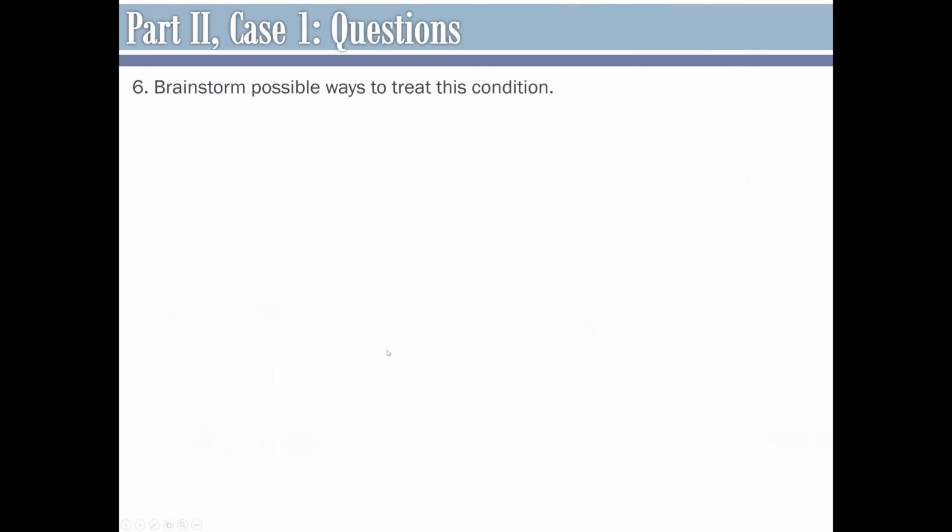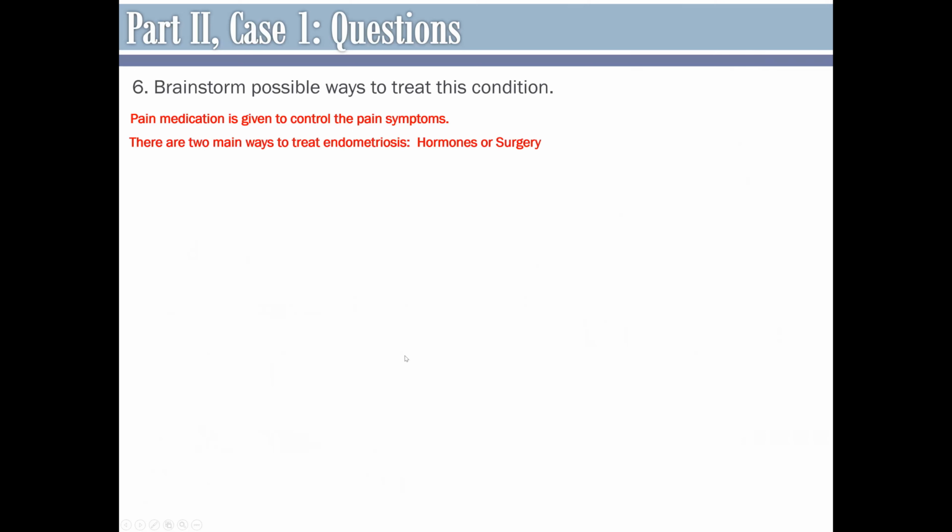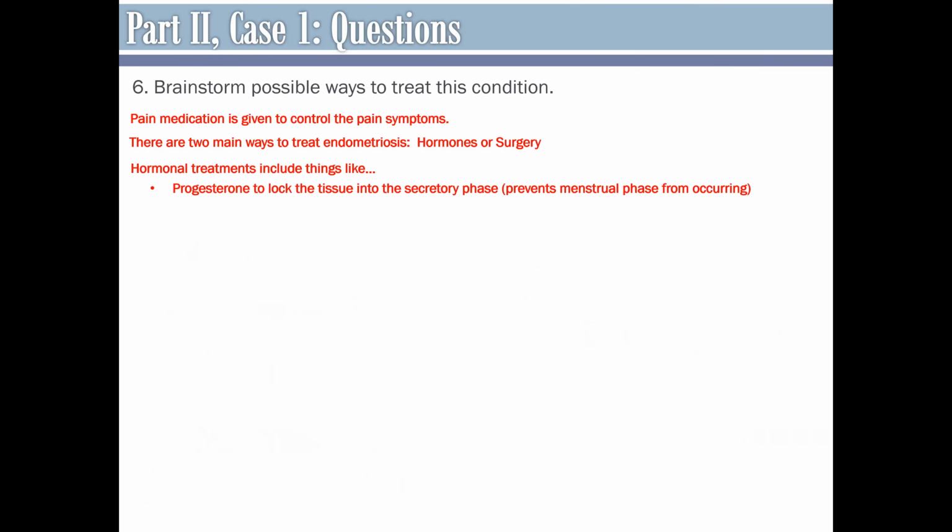Number 6, brainstorm possible ways to treat this condition. So pain medication is given to control the pain symptoms, but there are actually only 2 real ways to treat endometriosis, either hormones or surgery. Hormonal treatments include things like progesterone, which will lock the tissue into the secretory phase and prevent the menstrual phase from occurring. Contraceptives, which eliminate the monthly cycling of the hormones.